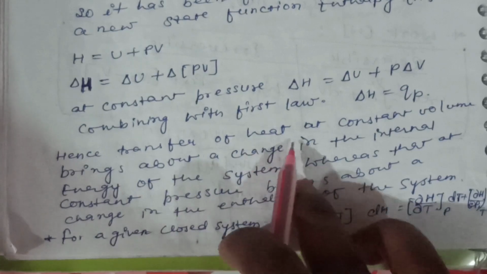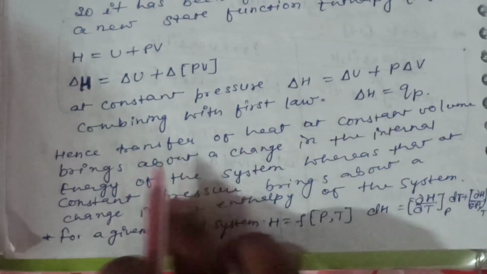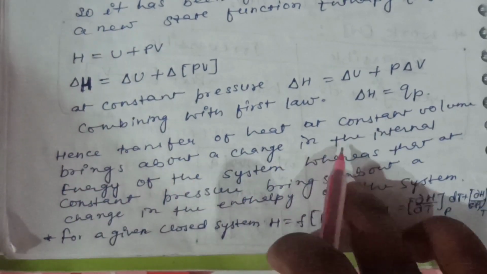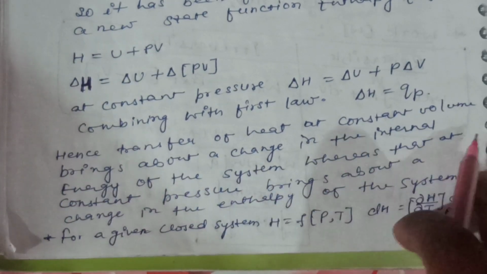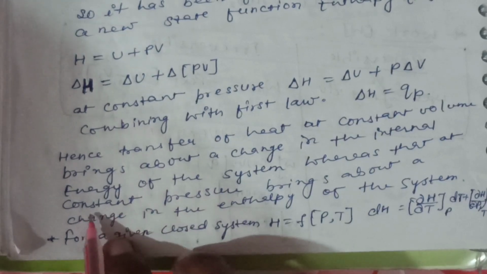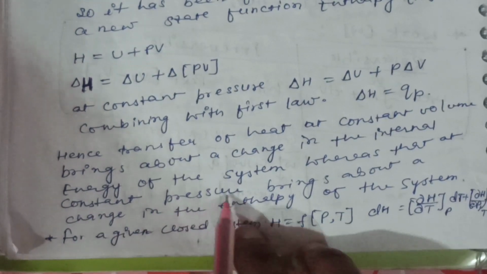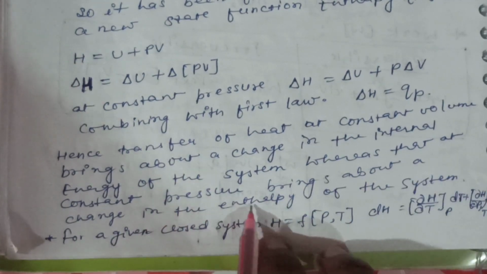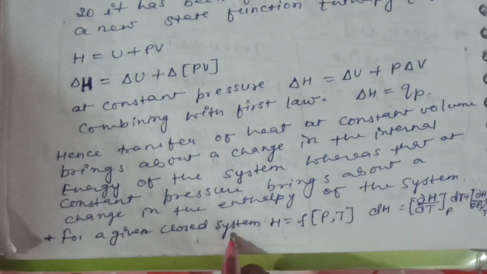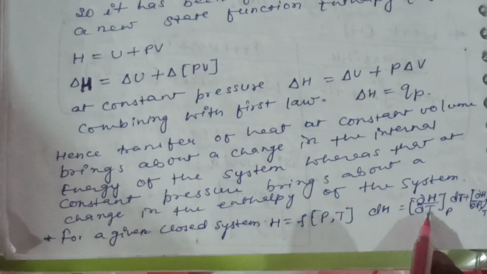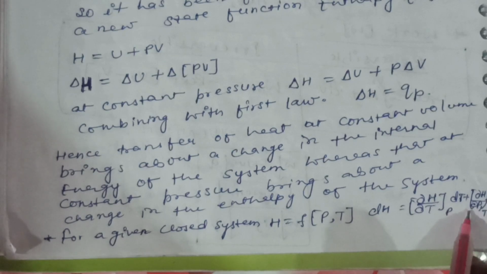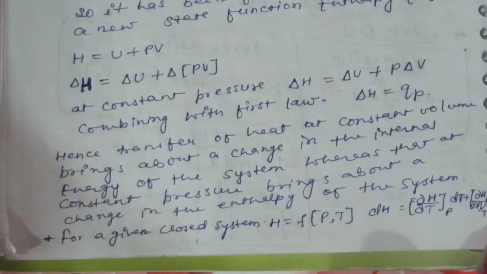Hence, the transfer of heat at constant volume brings about a change in the internal energy of the system, whereas that at constant pressure brings about a change in the enthalpy of the system. For a given closed system, H = f(P, T), dH = (∂H/∂T) at constant P dT + (∂H/∂P) at constant T dP.